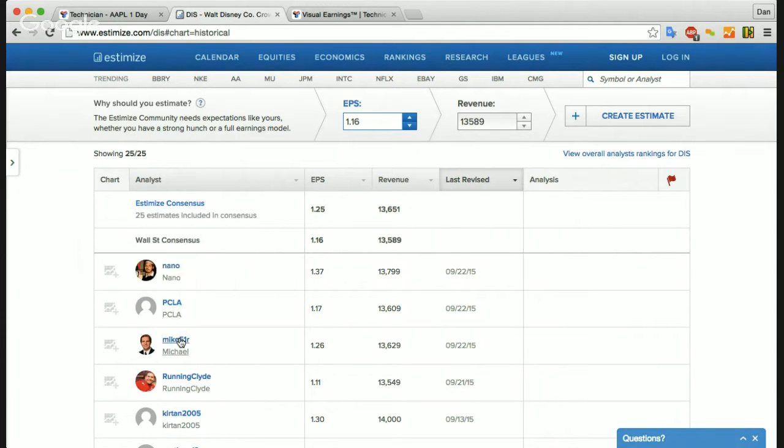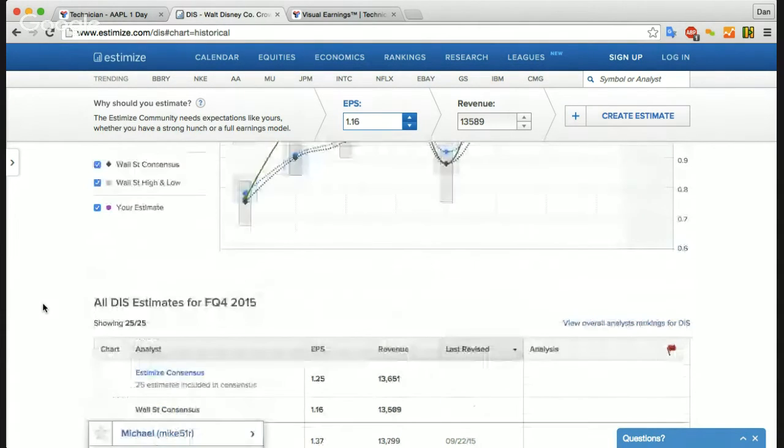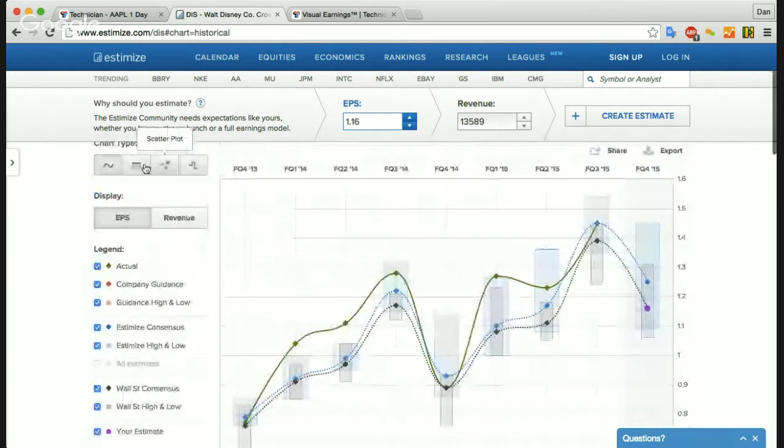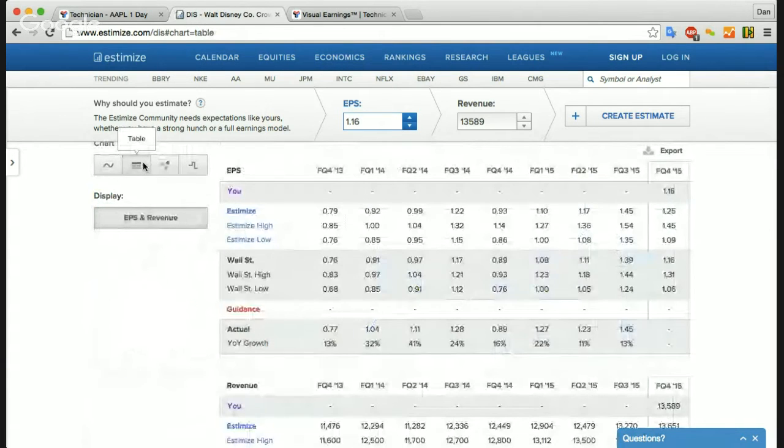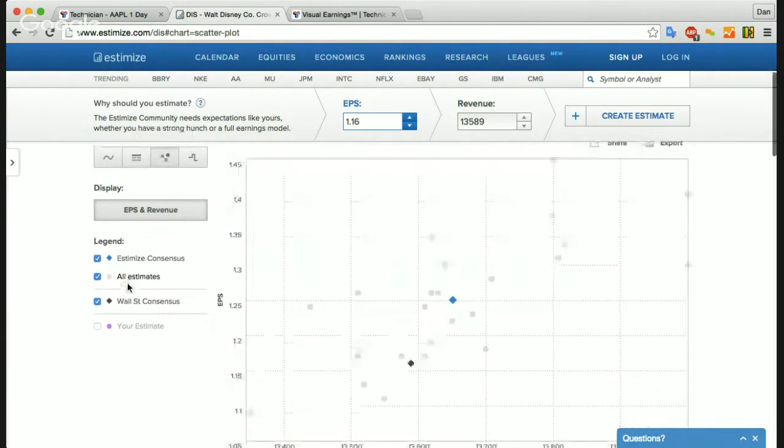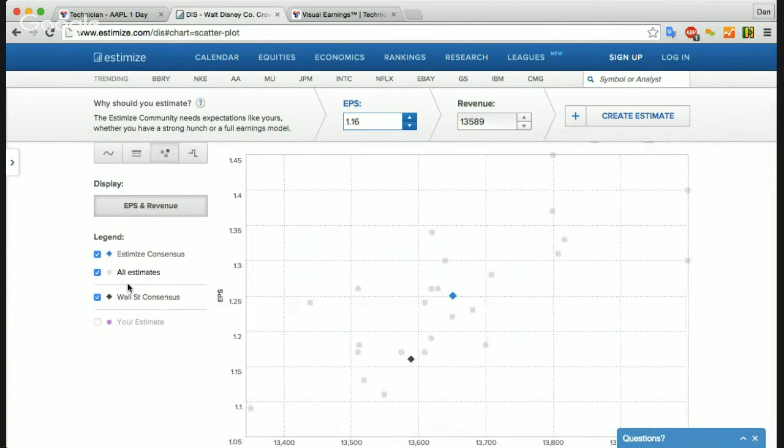If we go back up, we can actually see some other visualizations of the data. If we click on the table, we can actually see it all in tabular format, very similar to the way you would see it on ChartIQ. High, low, guidance numbers if the company has given guidance, EPS and revenue. If we click on the scatter plot, we can actually see the full distribution of expectations, EPS by revenue.